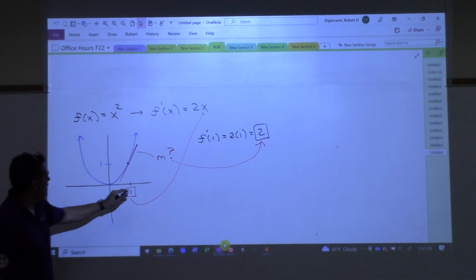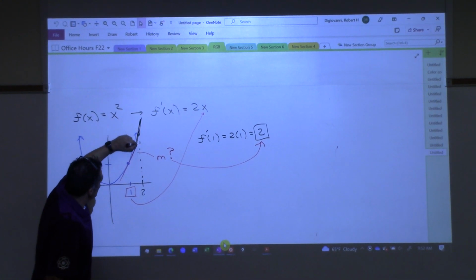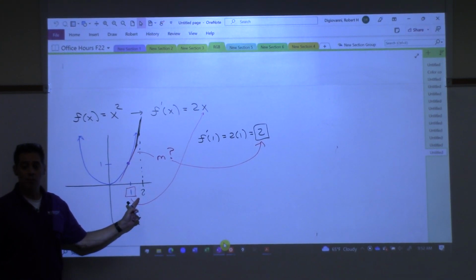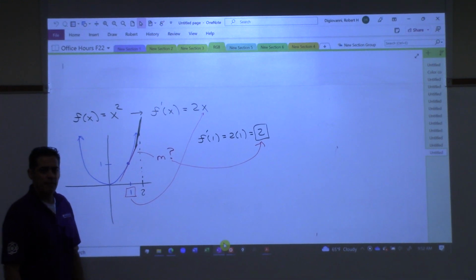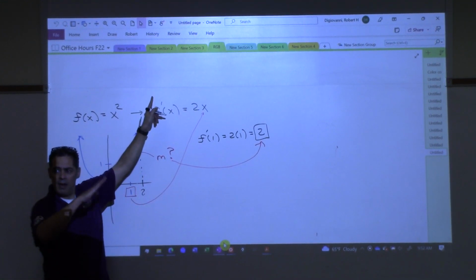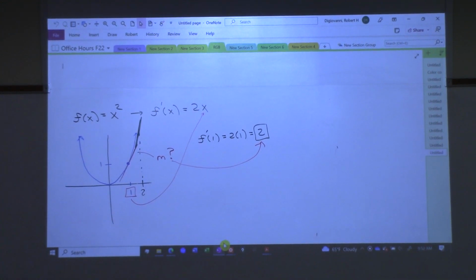So what if I went to the value 2 here? Went up here, what's the slope of the tangent line there? It's 4. How are you getting that? Taking the 2, plugging in here, 2 times 2 is 4. If I go out to 3, the slope of the tangent line there would be 6. That's what we've been doing.